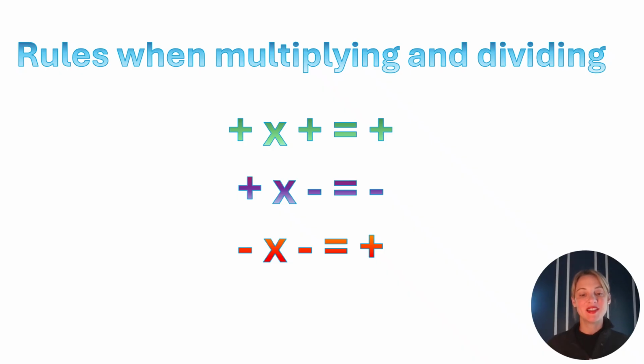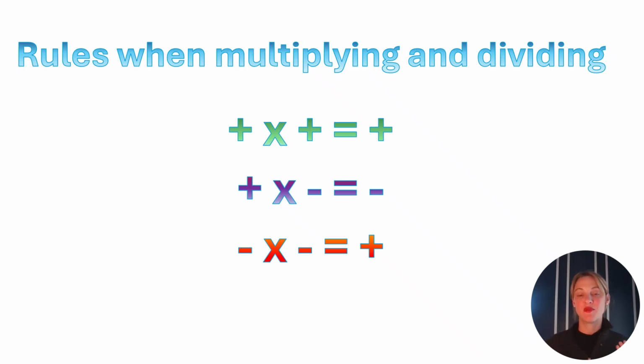Starting in the top green row, if we have a positive and we multiply it by another positive, the answer is going to be positive. So if we just have a normal 5 and we multiply it by 2, our answer is going to be 10.